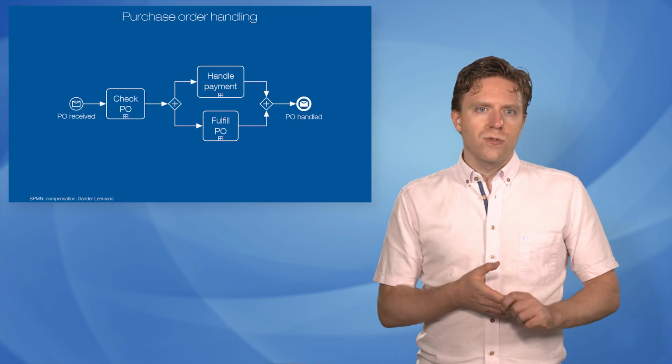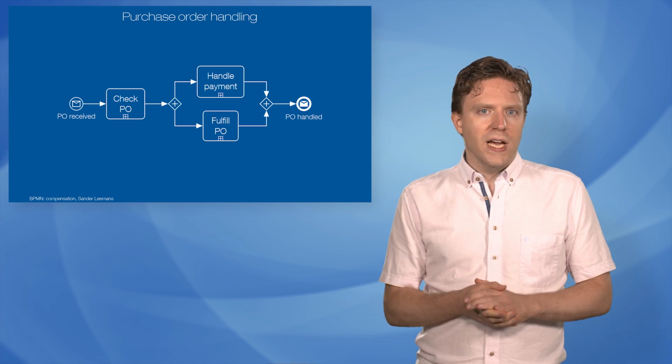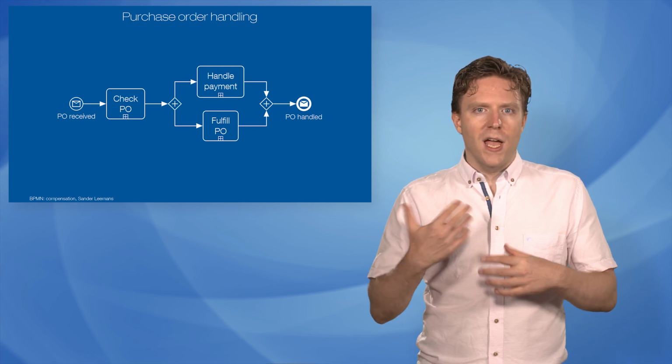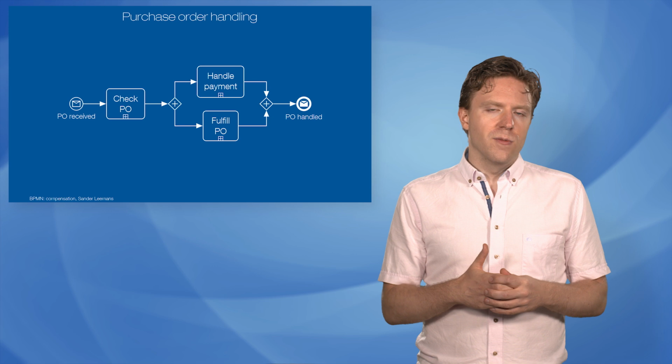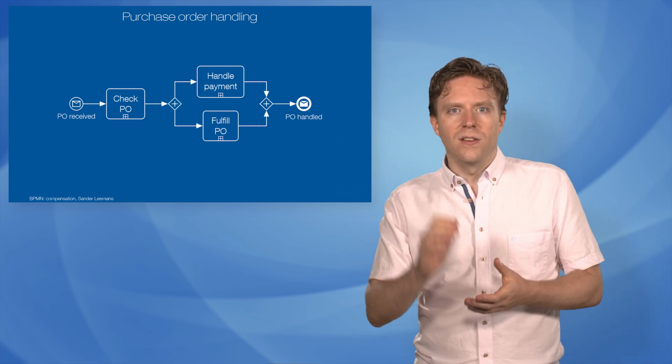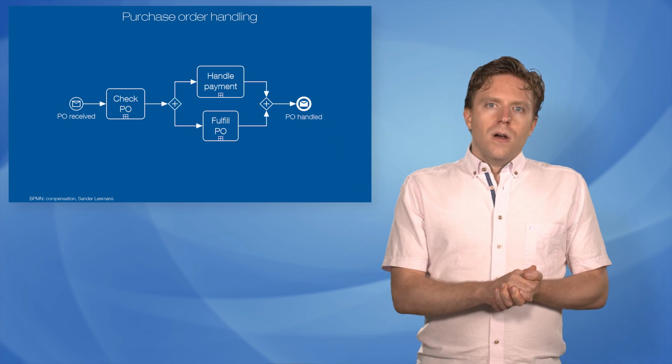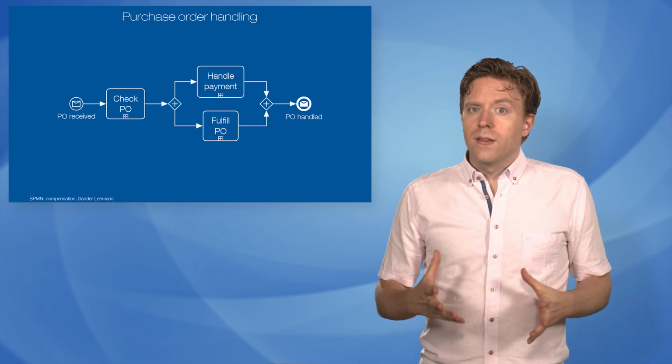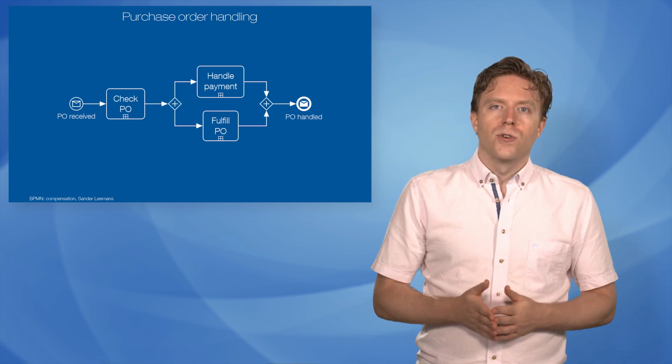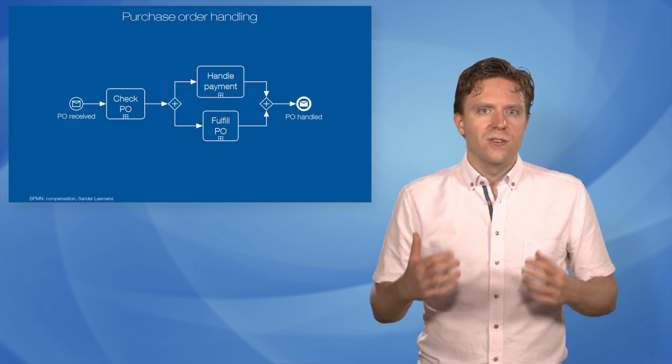Here we have a purchase order handling process where first we check the purchase order and then in parallel we handle payment and we fulfill the purchase order. That means sending the goods. After both are done, we send a message that the purchase order has been handled. So we actually sent the goods.